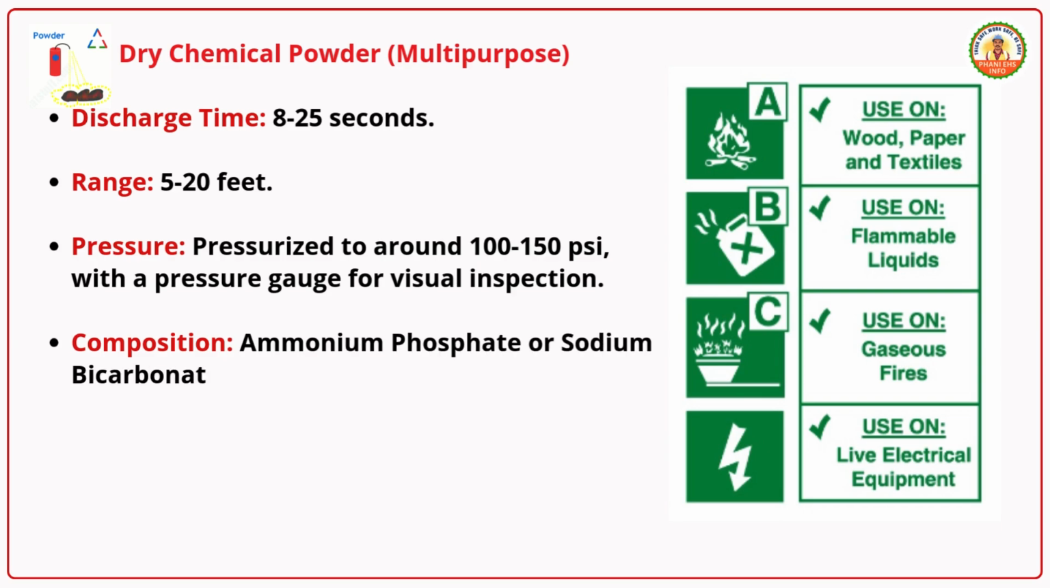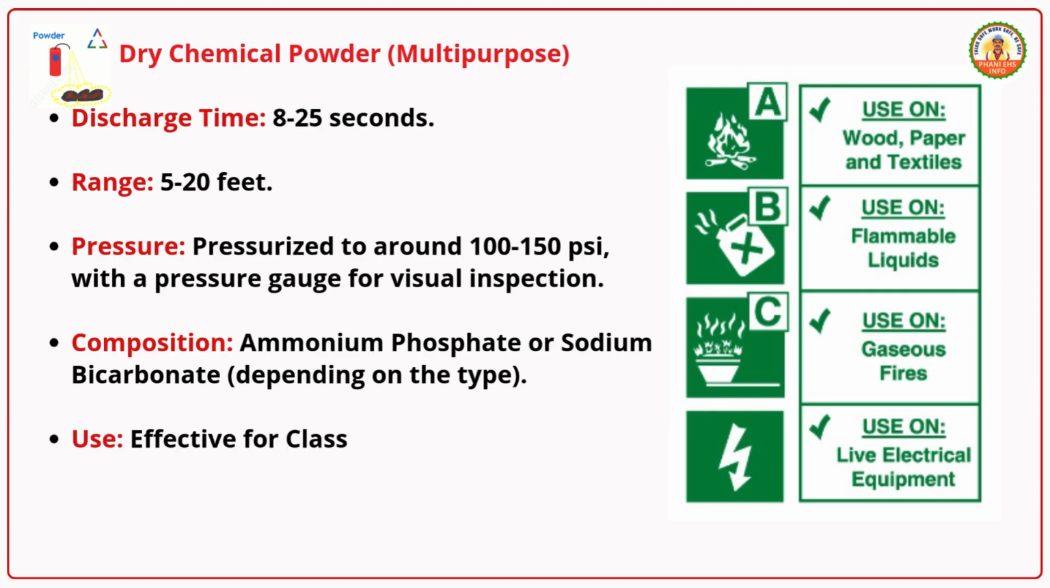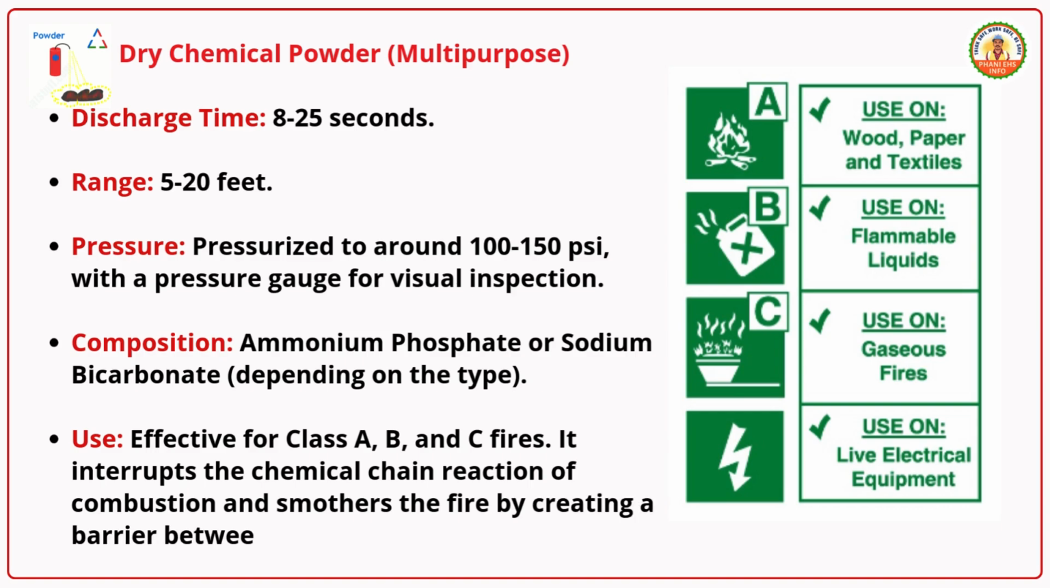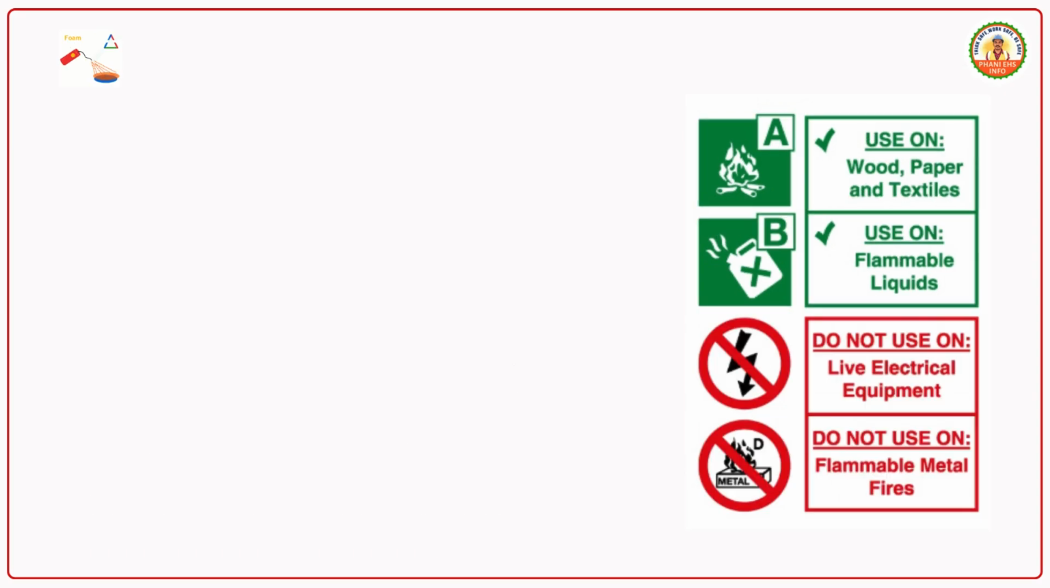Composition: ammonium phosphate or sodium bicarbonate, depending on the type. Use: effective for Class A, B, and C fires. It interrupts the chemical chain reaction of combustion and smothers the fire by creating a barrier between the fuel and oxygen.